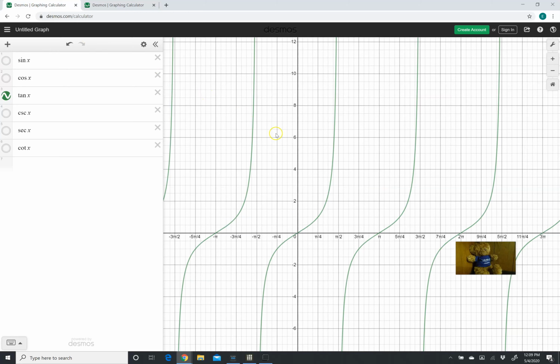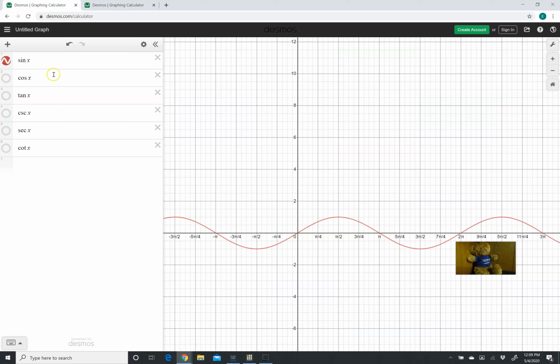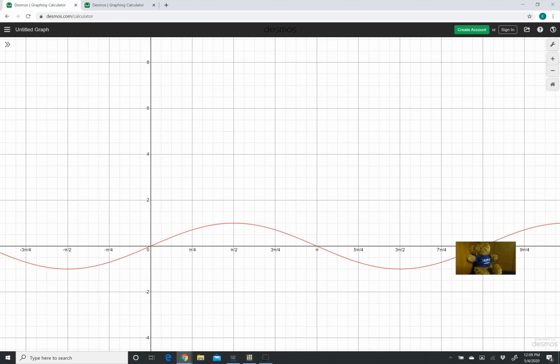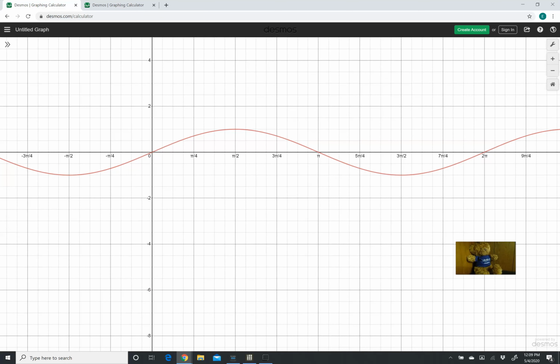And as part of this lecture, as part of the board notes, I'm going to include all of these graphs because I know that otherwise they won't be included on the board notes. So let's look at sine. Okay, here's the sine graph.